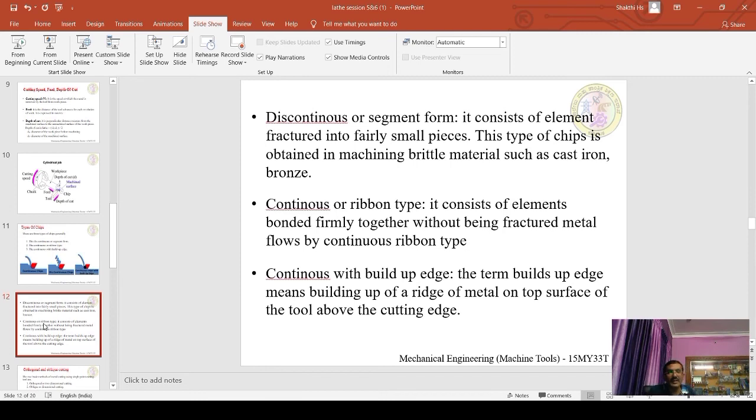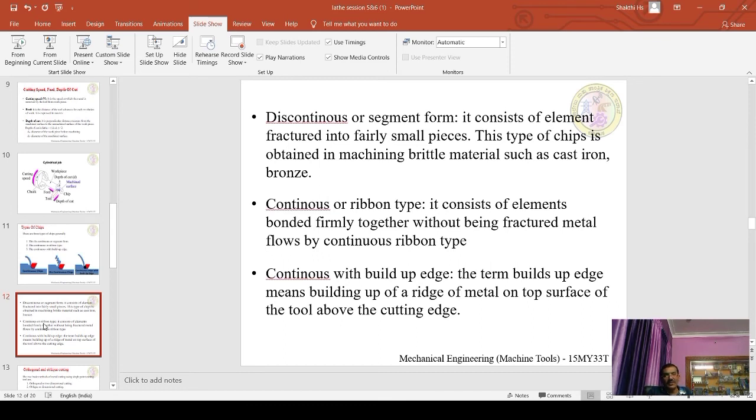Next one is the continuous or ribbon type chip. It consists of elements bonded firmly together without being fractured. Metal flows as a continuous ribbon. In this type, the chip is produced continuously without breaking. It is called a continuous or ribbon type chip.